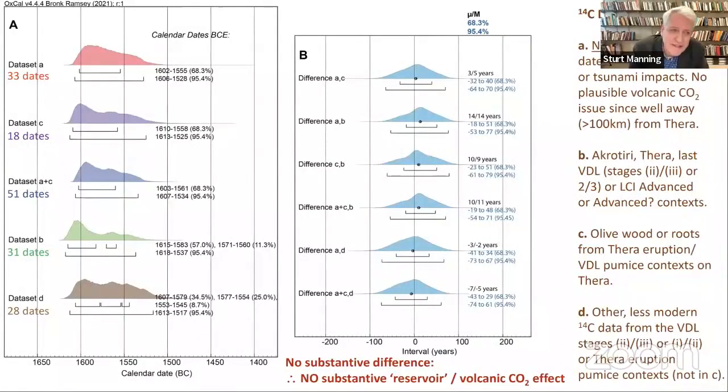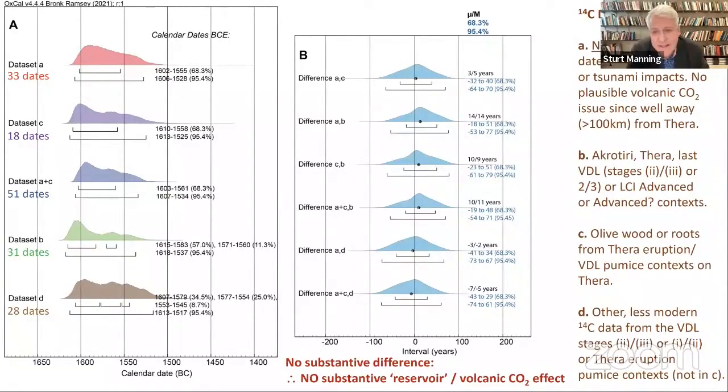So what do we know about the dating of the Thera eruption? It's been argued at various times that there are problems to do with volcanic CO2, that there are strange reservoirs, that there are sea mists, that there are all sorts of problems that are meant to have some way of changing the dates that are not understood by the rest of the scientific community.